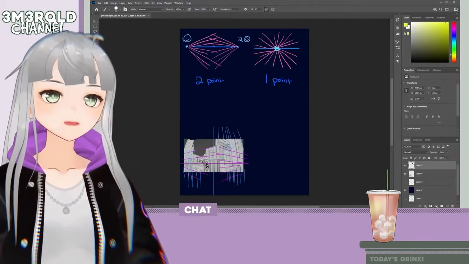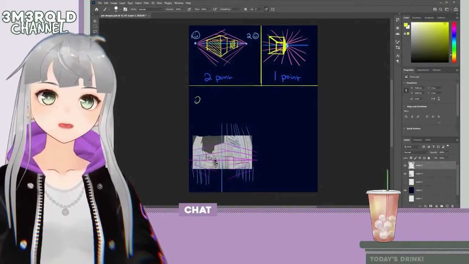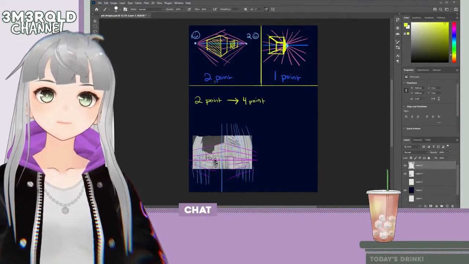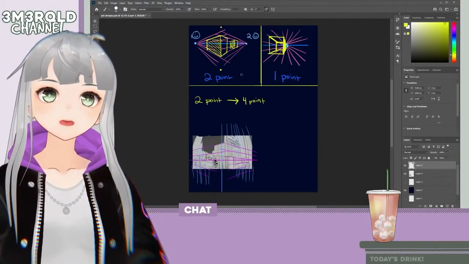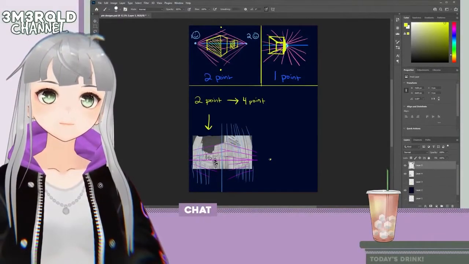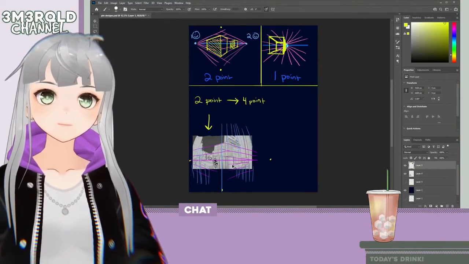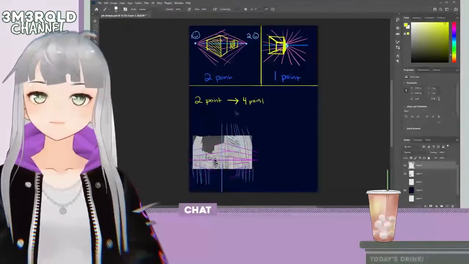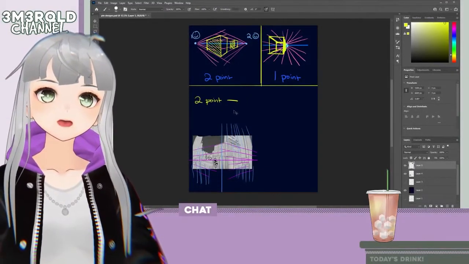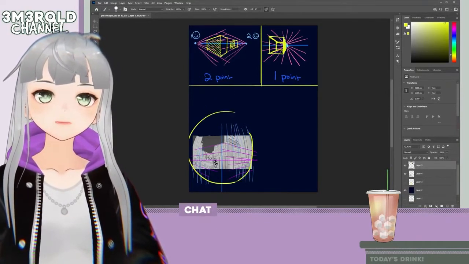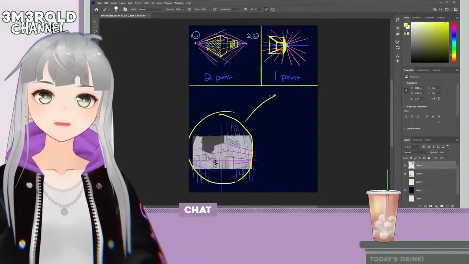Okay, let's draw some cubes here. With 2-point perspective, when we take it to 4-point perspective, it's pretty straightforward, right? So all we have to do is add 2 more vanishing points here, and then we'll get something that looks like this. 1, 2, 3, 4. However, what if we wanted to do the same thing that we have happening in this picture to 1-point perspective?